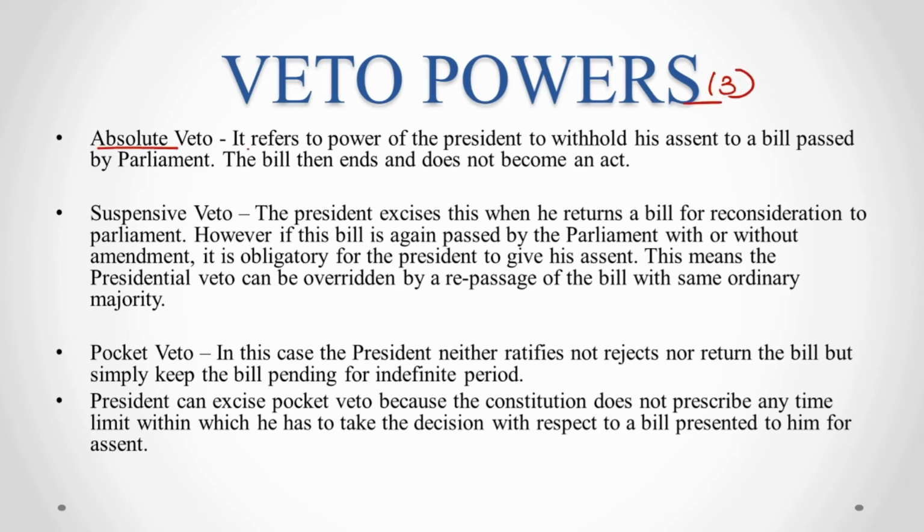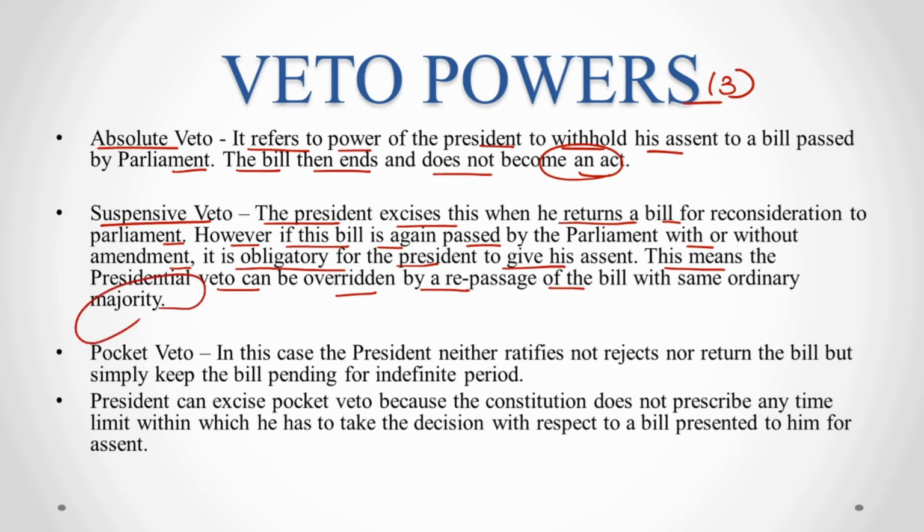Absolute veto refers to the power of the President to withhold his assent to a bill passed by the Parliament. The bill then ends and does not become an act. Second one is suspensive veto. The President exercises this when he returns a bill for reconsideration to the Parliament. However, if this bill is again passed by the Parliament with or without amendment, it is obligatory for the President to give his assent. This means the presidential veto can be overridden by a repassage of a bill with the same ordinary majority.